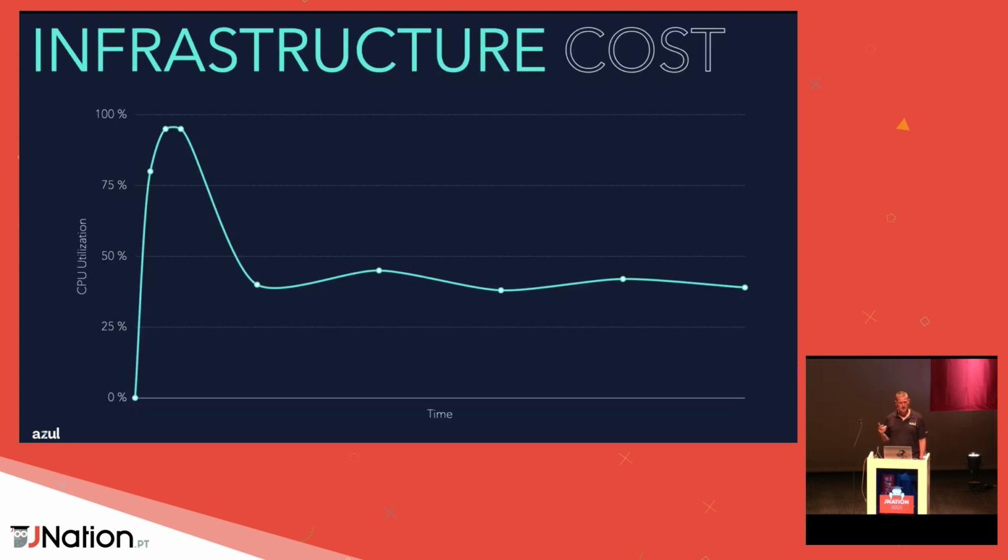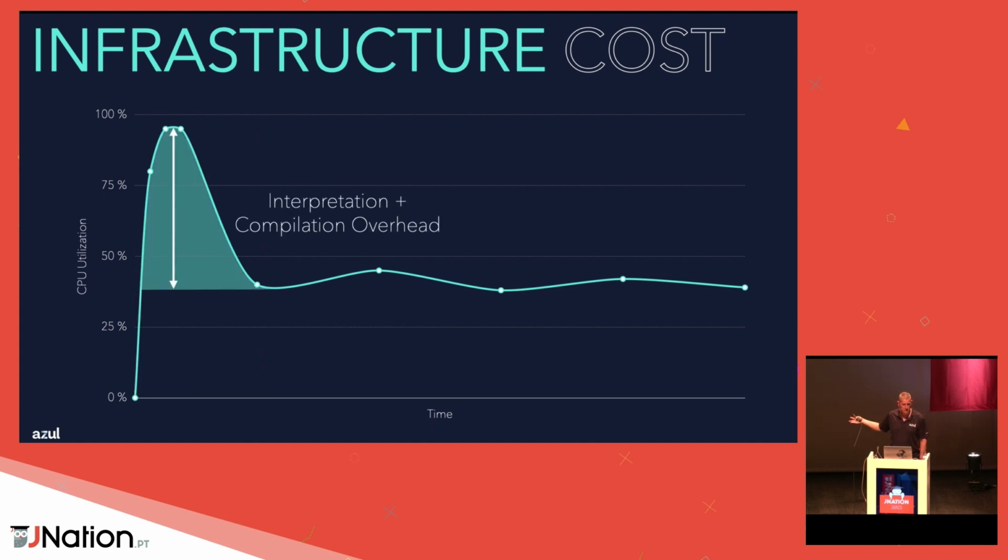If you run something in the cloud, you probably know this graph. On the y-axis, we have CPU utilization. On the x-axis, we just have time. And you see this peak in the beginning. And this is usually JVM startup time. That's the time to first response.